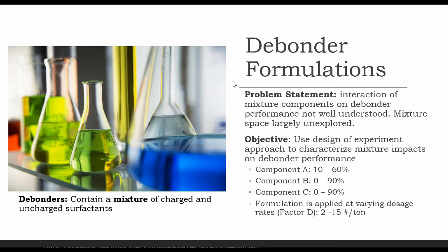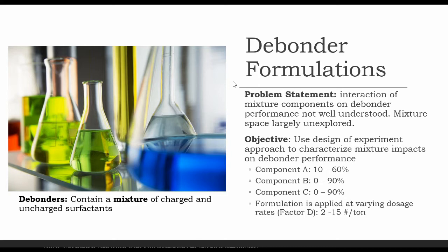And the issue that we have is we actually have a range of debonder products that we've developed in-house over the past couple of decades. But it's not really clear why one product outperforms the other. All these products have a little bit of a different ratio of our charged and uncharged surfactants. We know that they work fairly well, but it's not really well understood why. What is actually driving debonder performance?